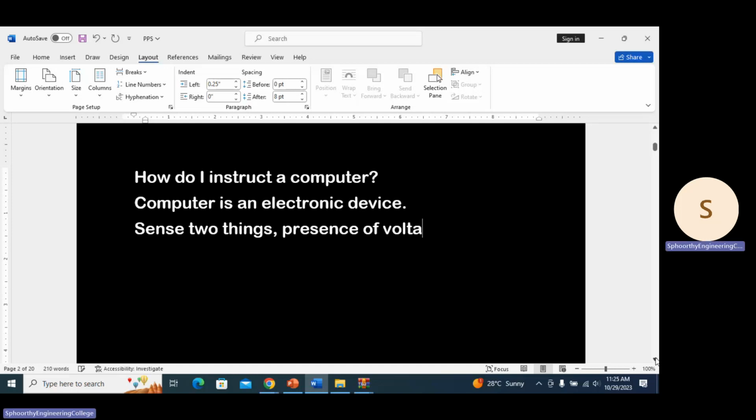See, it's a device. It's not a human being, it's a device. So it can only sense presence of voltage and absence of voltage. Obviously, it can only sense these two things: presence of voltage and absence of voltage. Please try to understand. Presence of voltage is treated as 1, or represented as 1, and absence of voltage is treated as 0.